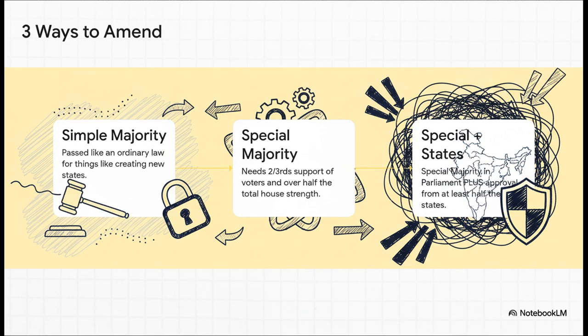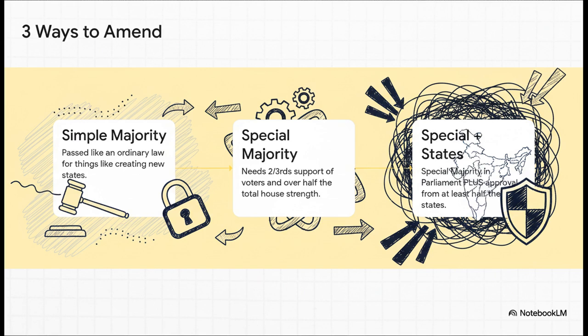Okay, so how does this actually work? There are 3 main ways to get an update done. First, the easiest one, a simple majority. This is for smaller changes, like adjusting state boundaries. It passes just like a regular law. Then there's step 2, which is much tougher, the special majority. For this, you need a lot of support. 2/3 of the people voting have to say yes, and that has to be more than half of the total members in the House. And then there's the final boss level, step 3.